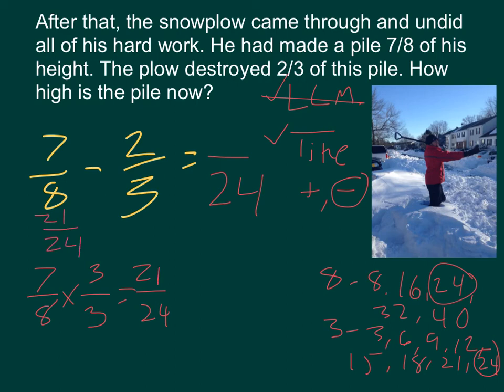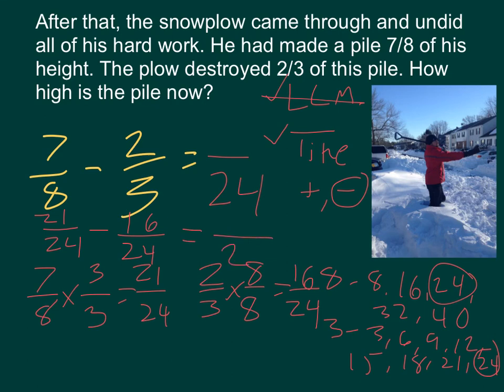Now I need to do the same thing with the 2/3. 2/3 times something equals something over 24. What do I do to 3 to get to 24? Well, I multiply that by 8. Whatever I do to the bottom, I do to the top. And now 2 times 8 is 16. And I move that right under the 2/3. 16 over 24. Now I'm going to subtract that.